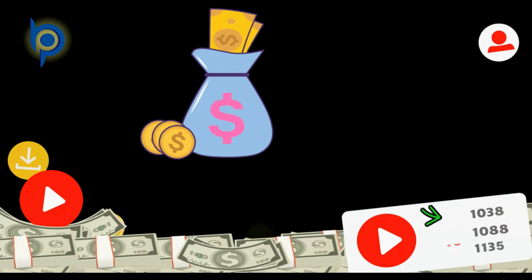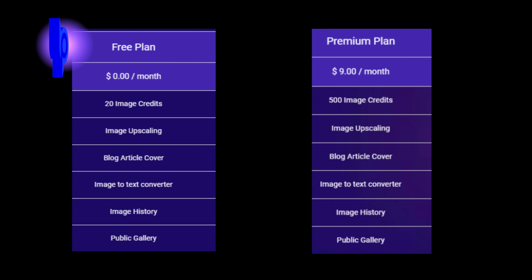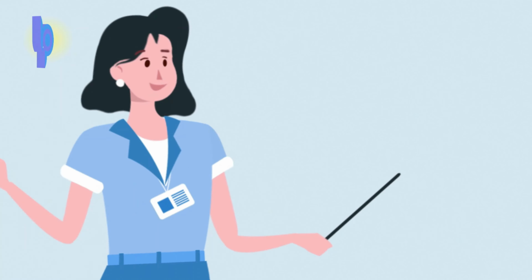Price. They have 2 plans. Free, 20 image credits, image upscaling, blog article cover, image to text converter, image history, and public gallery for free. And premium, 500 image credits, image upscaling, blog article cover, image to text converter, image history, and public gallery for $9 per month.